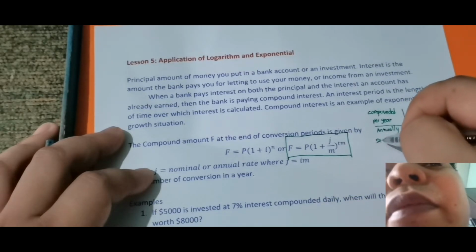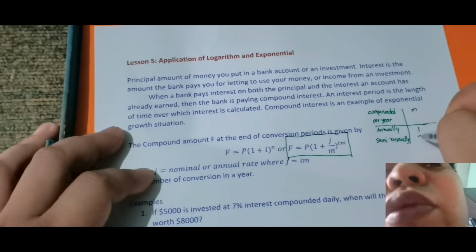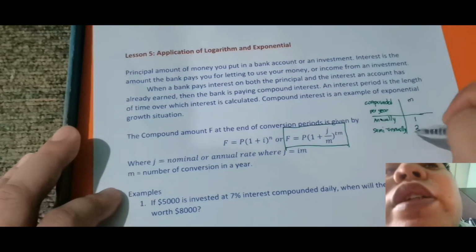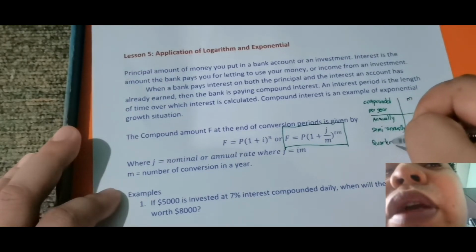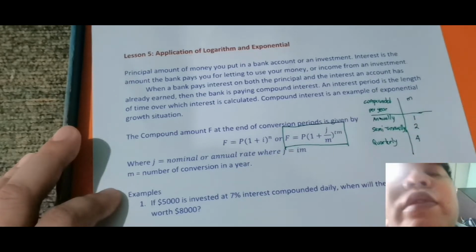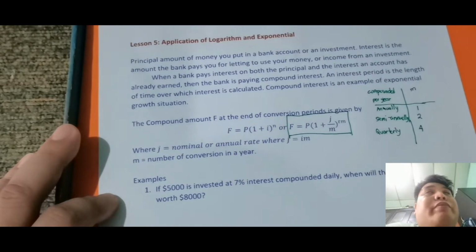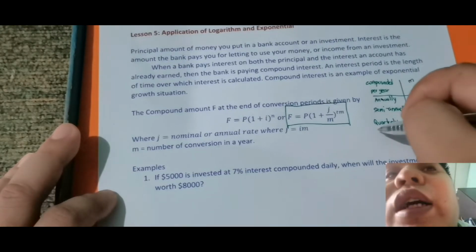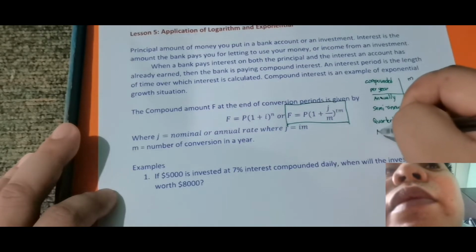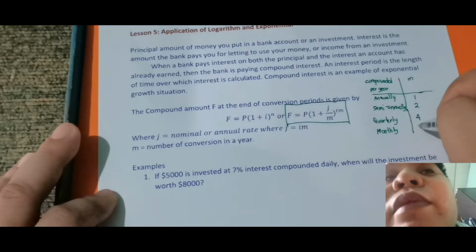Pag semi-annually, that is 2 kasi may dalawang ano siya. So next pag quarterly, so paano pag quarterly? So every 3 months to, no? So this is just 4. So sa 12 months may apat na 3 months, no? So January to March, April to June, July to September, then October to December. Okay, so next is compounded monthly. This is I think 12, no?